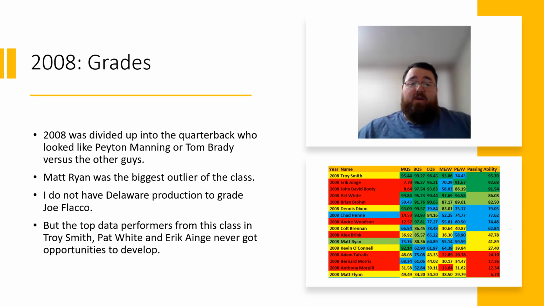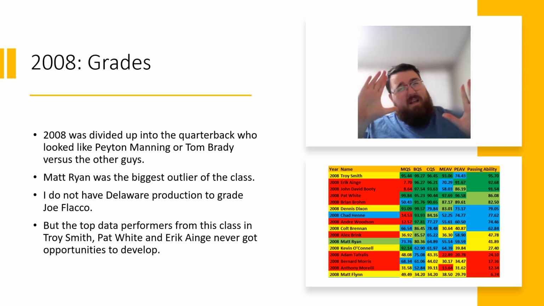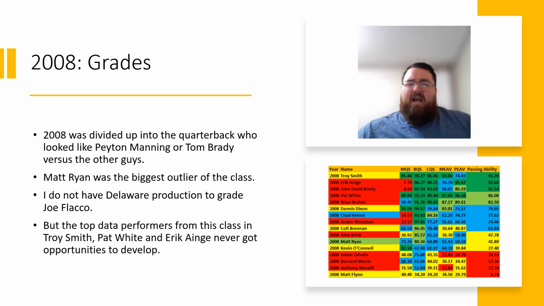Joe Flacco is a big, tall, white quarterback. Not to sound racist, but if you look at them on film and you squint a little bit, they kind of look alike, because they've got a similar frame and how they talk, different stuff like that. Matt Ryan, though, was the biggest outlier from this class.